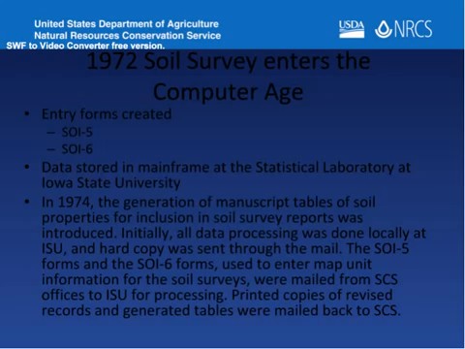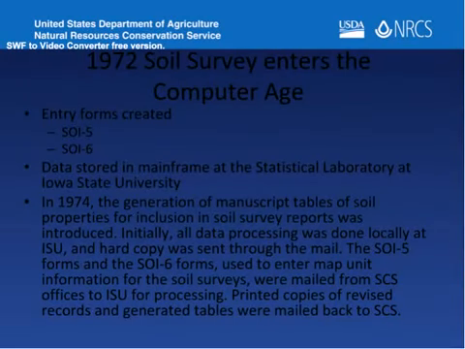In 1972, the Soil Survey Division entered into the computer age, and what we created were the Soils 5 and the Soil 6 forms, and this data was stored on the mainframe at the Statistical Laboratory in Iowa State University. In 1974, the purpose of these tables were to generate the manuscript tables so that we would have a set of tables for soil properties that we could include in the soil survey reports.